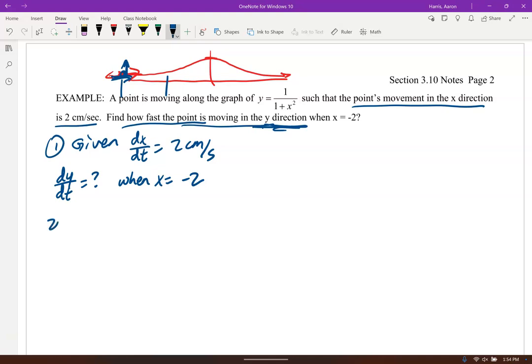Well, what do we have? We have this equation, y equals 1 over 1 plus x squared. Let me write that as just (1 plus x squared) to the -1.